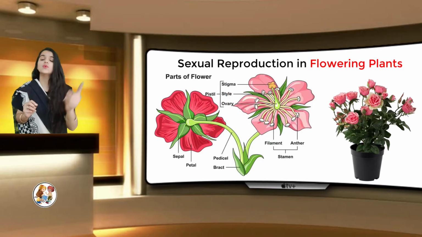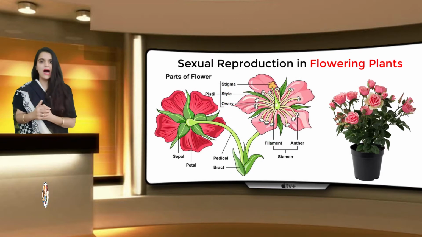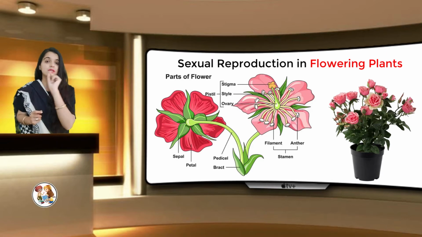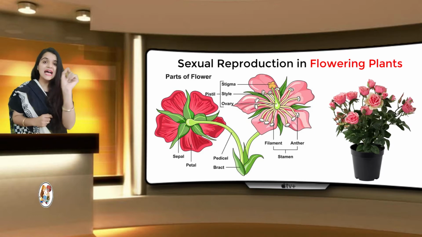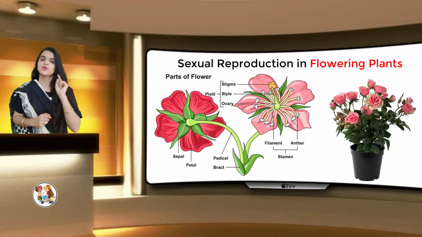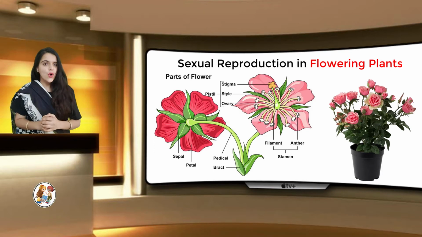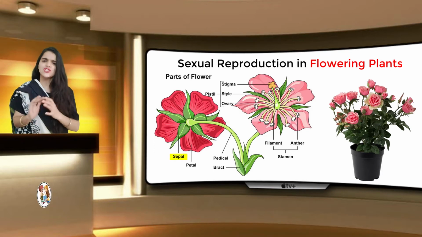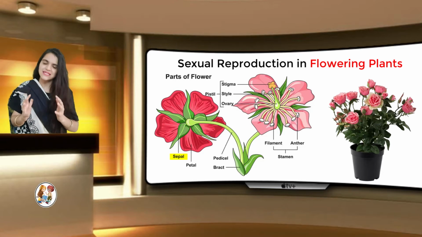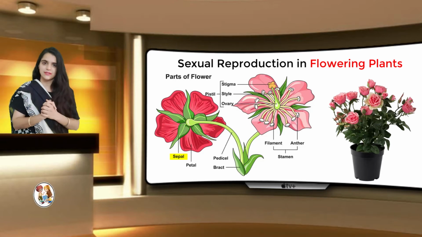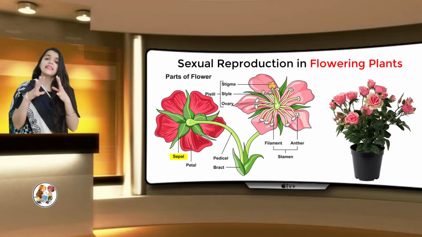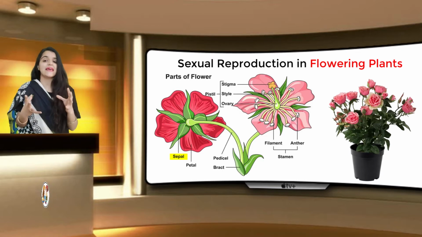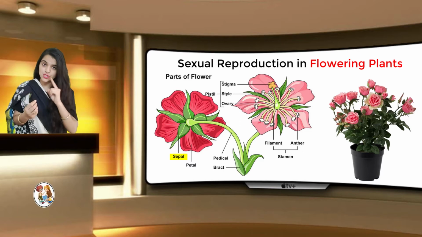Starting from the outer part of a flower, the outermost whorl. Have you ever observed a rose flower? In the rose, the outermost whorl is green in color, right? That green whorl, the outermost or first whorl, is called sepals in simple language. Whereas in scientific terms, in biology where we use scientific names, it is called the calyx. So it is the outermost whorl of a flower.